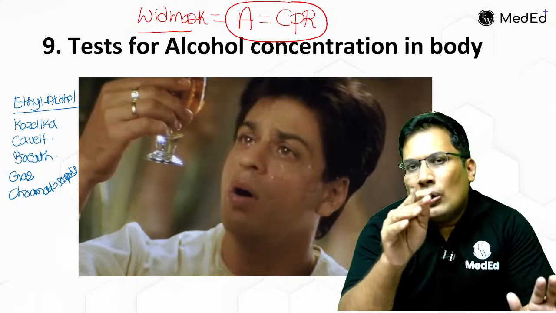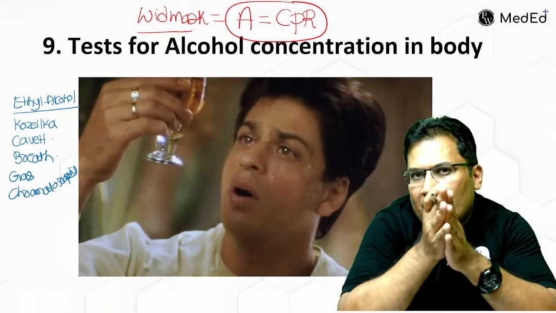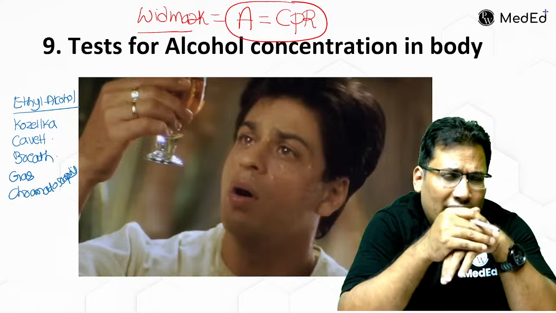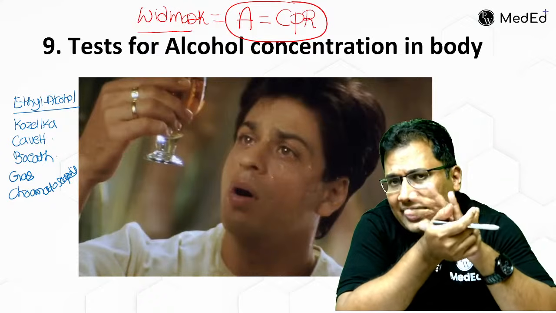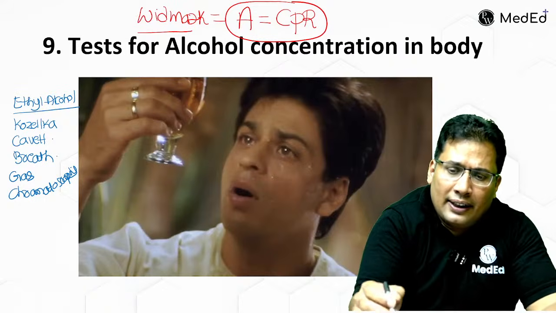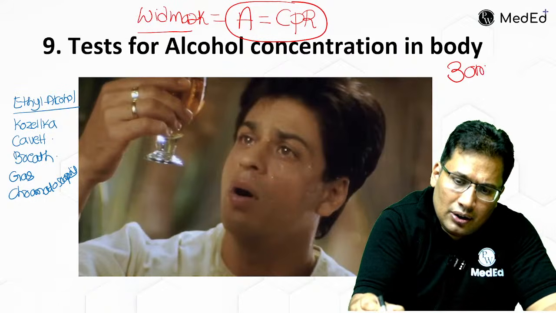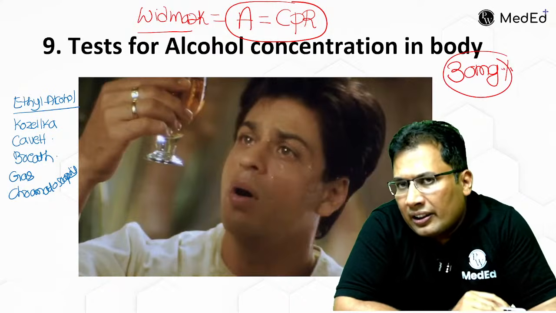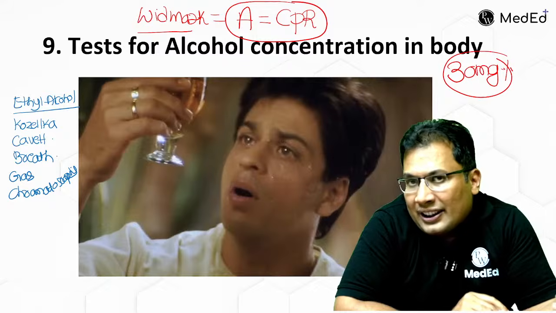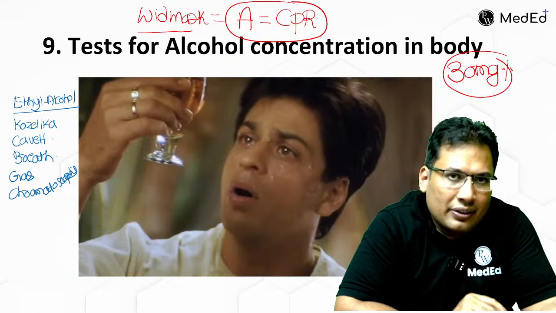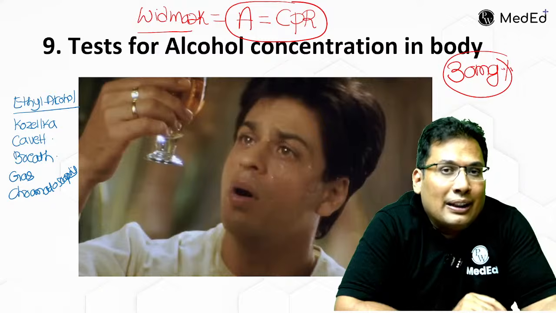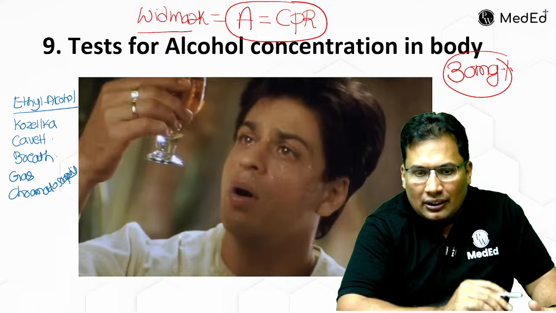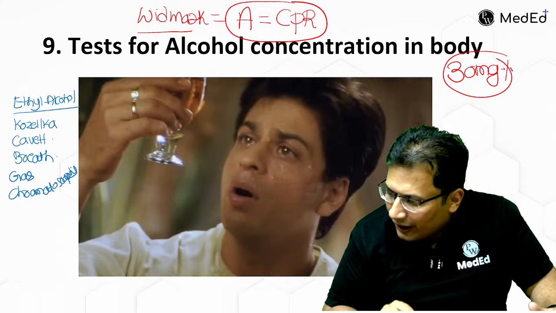Okay. And in alcohol, there are 3 stages. Stage of excitement, stage of incoordination, then stage of coma. There are 3 stages. Legal limit of alcohol is 30 milligram percentage. So as per Motor Vehicle Act, section 185 of 1985 Act, the legal limit of alcohol is 30 milligram percentage. Anything more than 30, that is a punishable offense. Okay. Then A is equal to CPR.